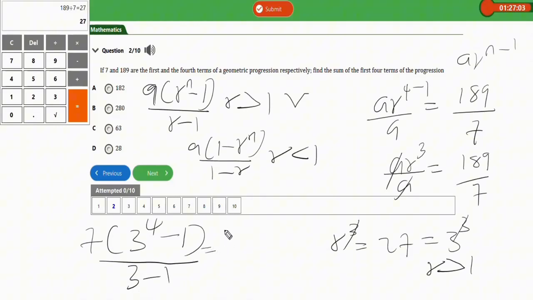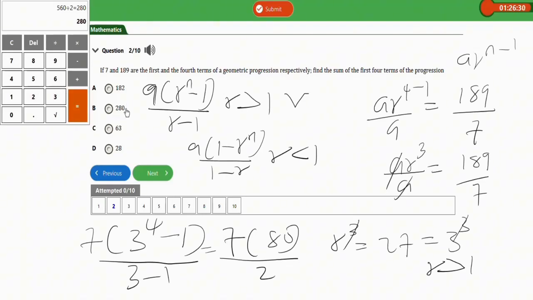This is the same thing as 7 times 3 to the power 4, which is 81. 3 times 3 times 3 times 3 is 81. 81 minus 1 is 80, over 3 minus 1, which is 2. So at this juncture, let's finish everything with this calculator here. This is going to give us 80 times 7. So what's the output? 560 divided by 2.